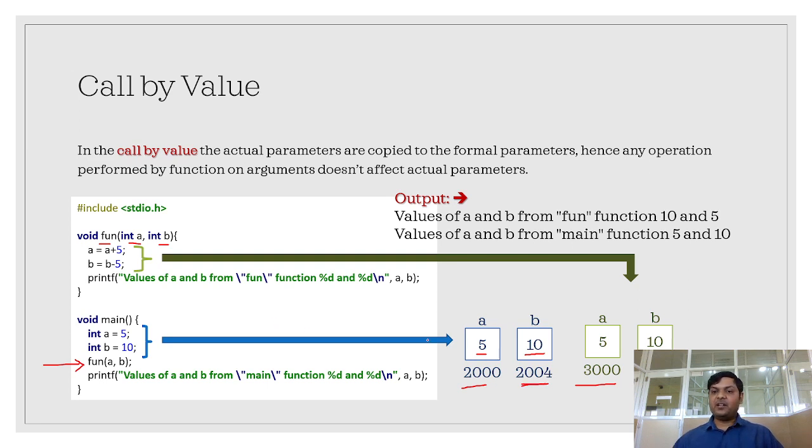So when we manipulate the values within the function fun, the value of a is modified to 10 and the value of b is modified to 5. When we return from function fun, since there is no link between fun and main, the values in main remain the same. We get the output: values of a and b from function fun are 10 and 5, and values of a and b from main function are 5 and 10.